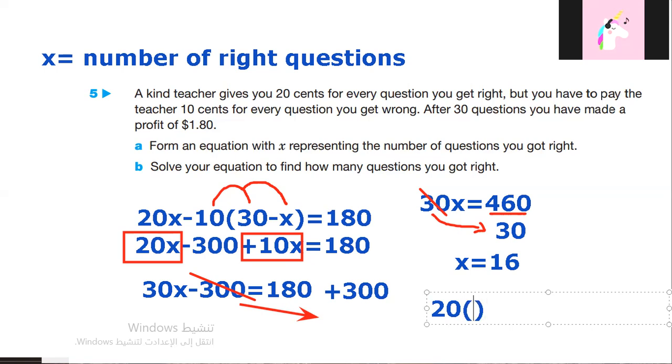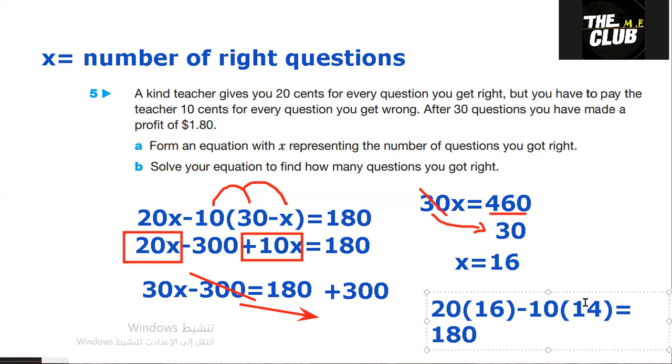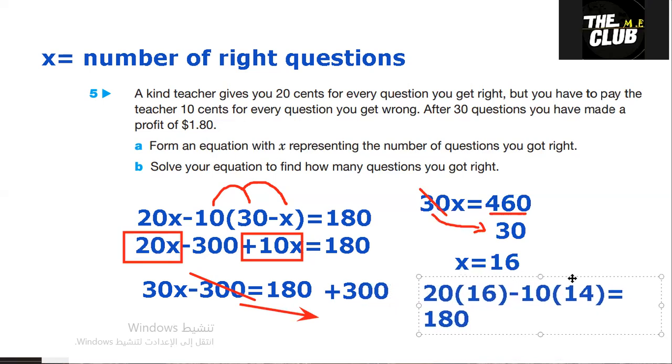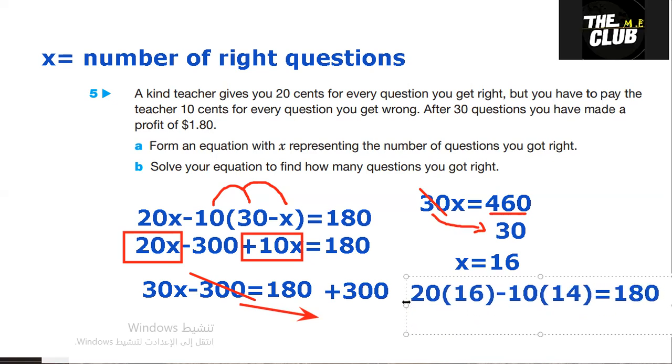320. And then what did you leave if you answered 16? You left from 30, 14. 14, yes. Multiplied by 10, because 10 cents for each wrong answer. And then you subtract them, and you get 180, yes. And 180 is your profit. So 16 is the answer. Yes, that's the idea. You get it?